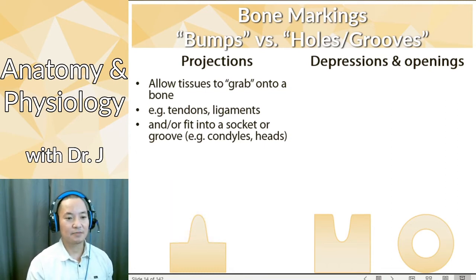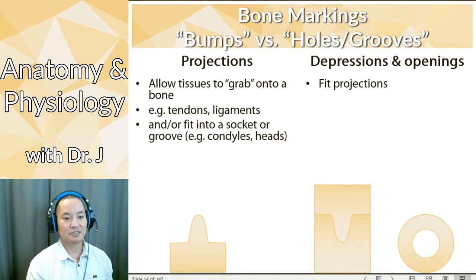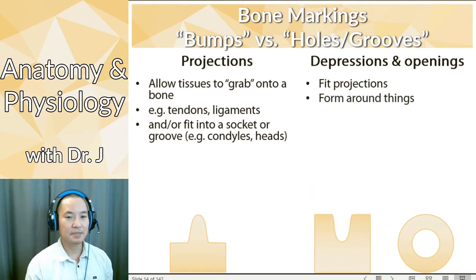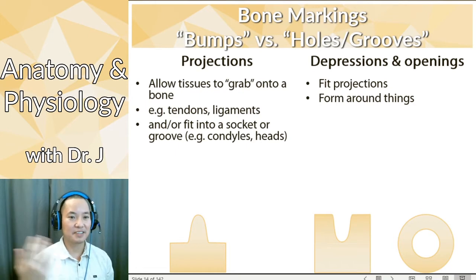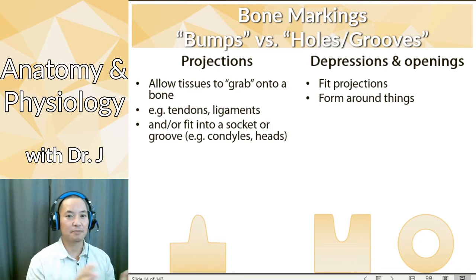Now, on the other hand, we have depressions. If projections fit into depressions, then depressions also fit projections. So if you have something raised, that's one reason you might have a little hole or furrow in a bone: maybe something fits into it. Or sometimes they form around things. Your tissues need nerves, lymphatic capillaries and vessels, and blood vessels as well. So many things in your body need to be connected to each other via tubing or nerves. So sometimes you have to build a little passageway around these so you don't block off those supplies.